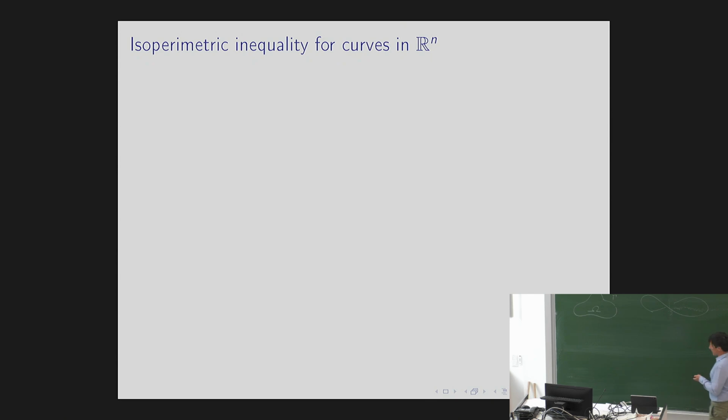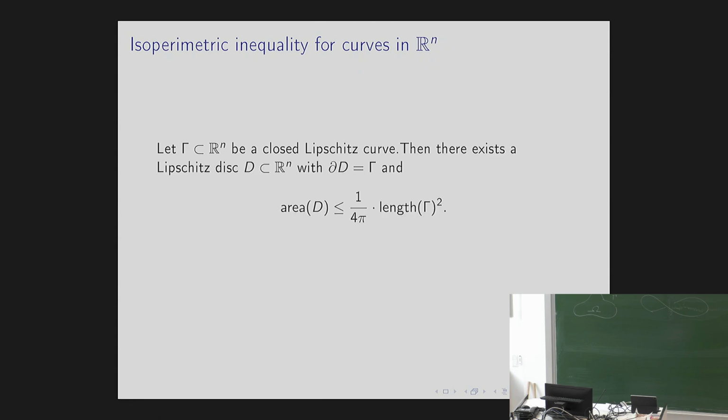And then what is actually true is this statement. Suppose now you have a closed curve, and I don't insist that this is a Jordan curve, so it doesn't have to be embedded, but that's a minor point. So you take a closed Lipschitz curve, the one I draw here, and then it's possible to fill this by a Lipschitz disk D, such that the area is controlled in this way. And note that this constant is the same constant as before, so it has to be sharp, because it's already sharp in the plane. Cannot do better than this.